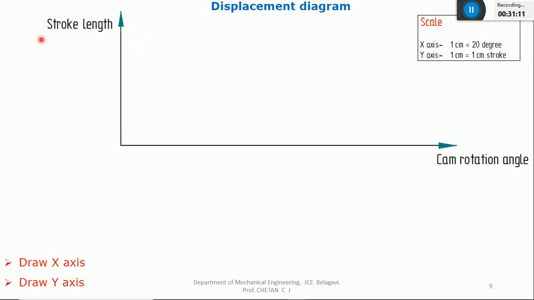That is the stroke length. It is given that the maximum stroke length is 40 mm, that is 4 centimeter. On the y-axis also I'll take the scale as 1 centimeter is equal to 1 centimeter stroke. 40 mm means you have to indicate 4 centimeter. I'll take all the dimensions in centimeters and the angle in degrees.